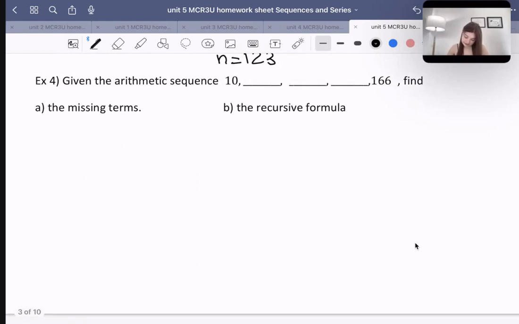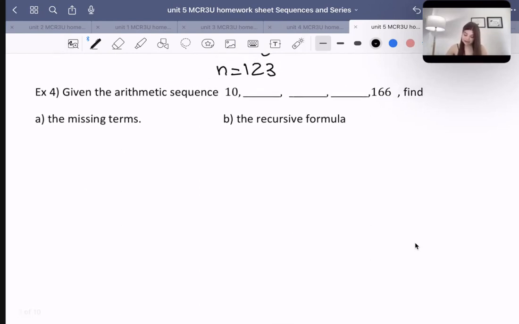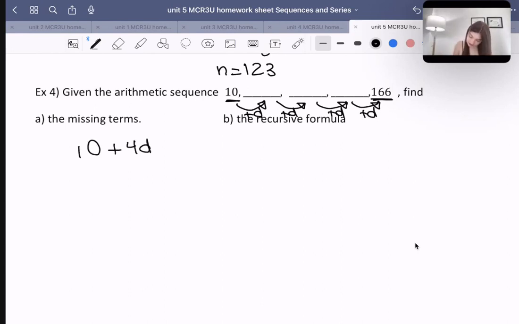Here it says, given the arithmetic sequence, find the missing terms, and B, find the recursive formula. So I'll go over the recursive formula after, but first let's find the missing terms. So we know that the first term is 10, and we know that the last term is 166, and we know that we're going to be adding the same common difference. So 10 plus the common difference, plus D, plus D, plus D, plus D, is going to get us to 166. So given what we know about arithmetic sequences, we know that 10 plus 4D, right, we're adding D 4 times, is going to equal 166.